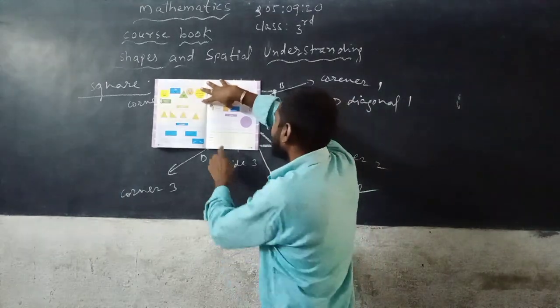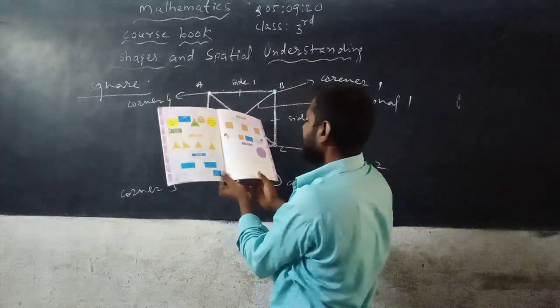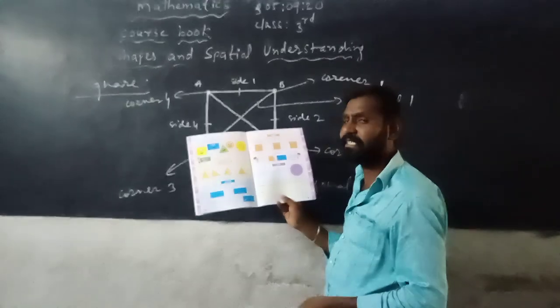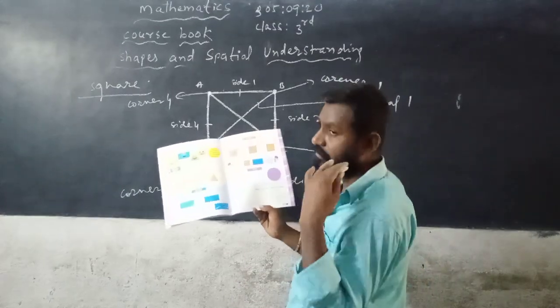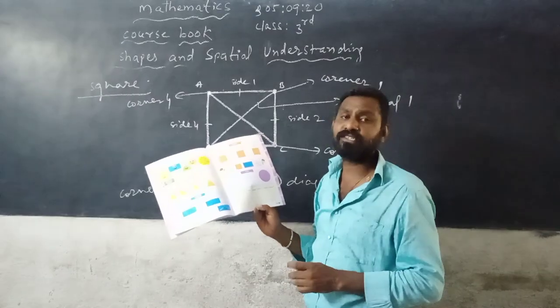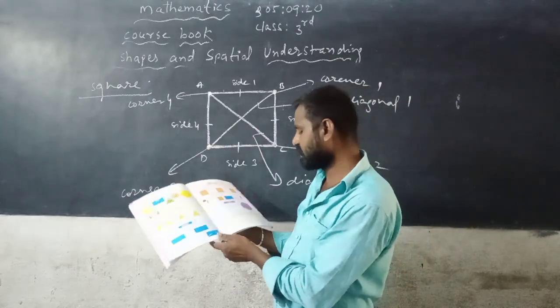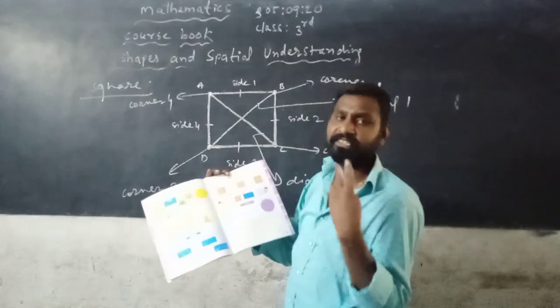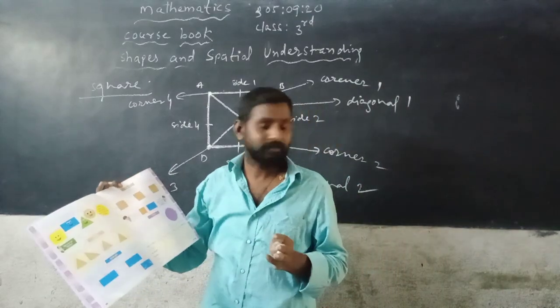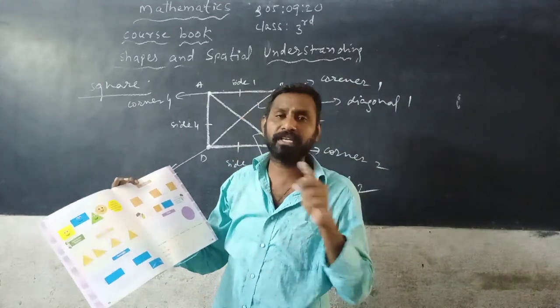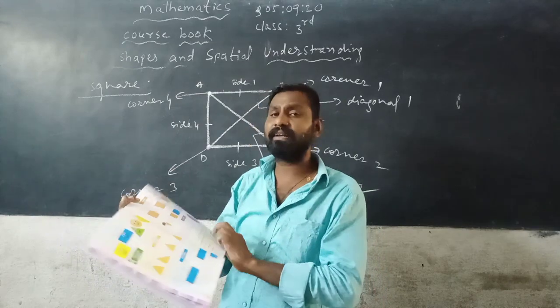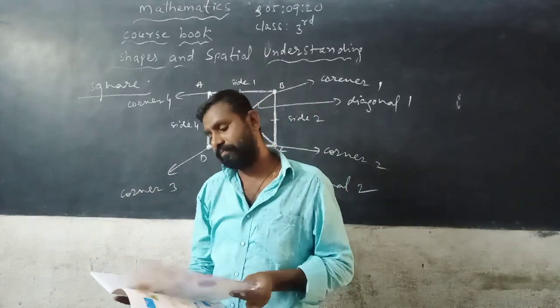Now next, square. Number of sides? 4. Number of corners? 4. Number of diagonals? 2. Now the last one, circle. Number of sides? 0, there are no sides. Number of corners? 0. Number of diagonals also 0.